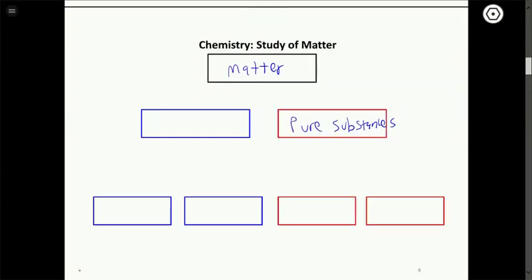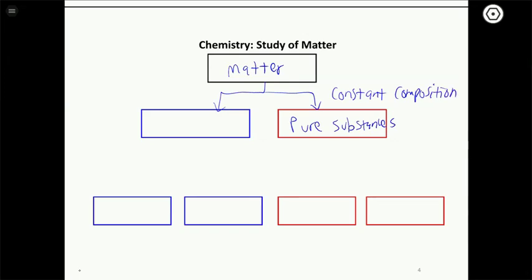All right, so matter has two different types. One of those is pure substances, and that's what we're going to spend a lot of time on, especially at the beginning of the course. Pure substances are defined by constant composition, so we're going to talk in more detail about what composition means, but pure substances have constant composition, which means if you take a pure substance from this side of the world, compare it to the same pure substance from the other side of the world, they're going to have exactly the same composition, chemically speaking.